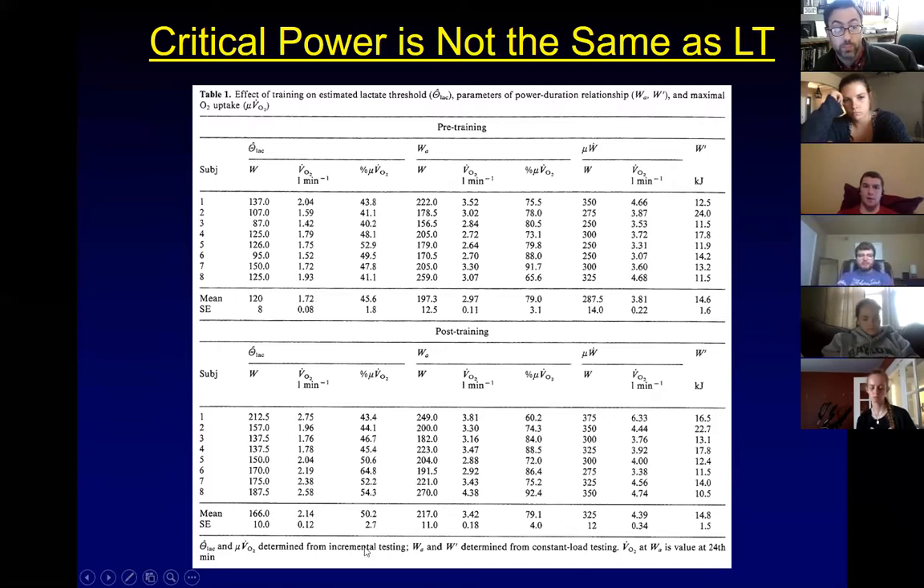And that it occurs at a little bit higher percentage of your VO2 max. That critical power also went up, but the percentage of VO2 max where it occurred was about the same. And so there is some other evidence that you can make your critical power increase as a percentage of your VO2 max as you train.